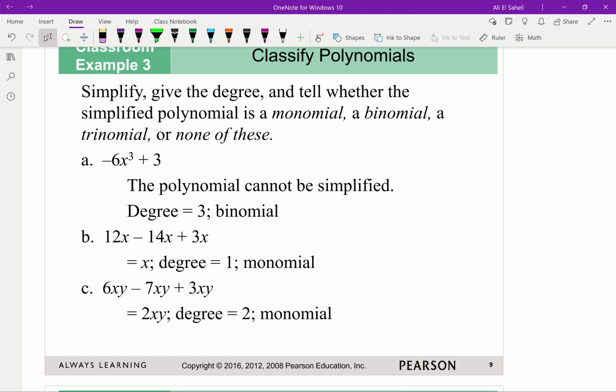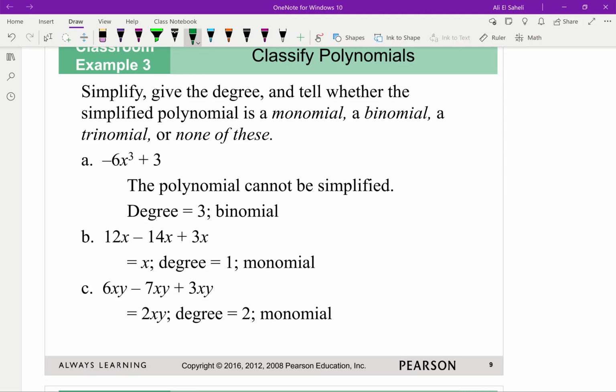Simplify, give the degree, and tell whether the simplified polynomial is a monomial, a binomial, a trinomial, or none of these. This polynomial cannot be simplified, so it stays as is. We don't have like terms to worry about. And this is the coefficient. This is the term with the largest exponent, degree 3. So this is a binomial because it has 2 terms and it is of degree 3.